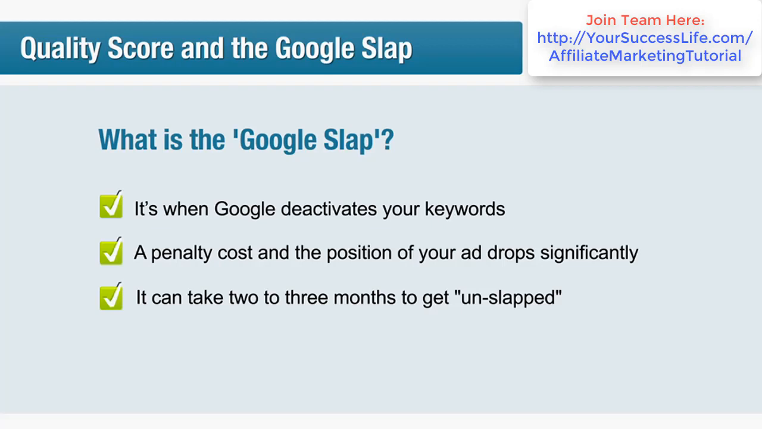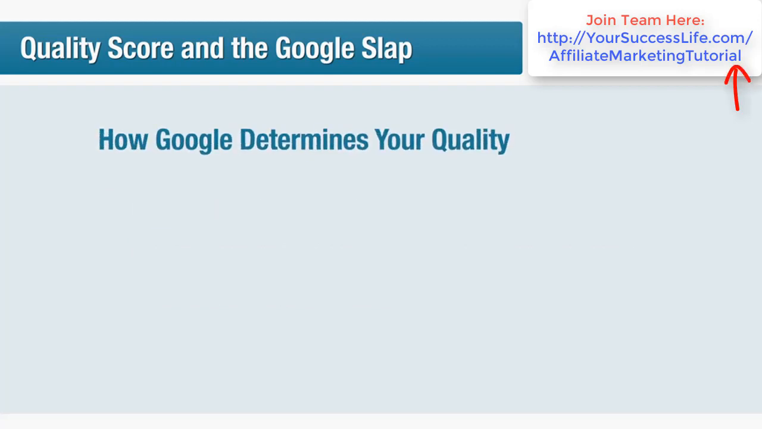If we at Filorama get slapped, which is very rarely, we usually just set the landing page up on a new domain. It's either that or wait indefinitely. To prevent the Google slap, you need some idea of how Google determines its quality score for your advert.